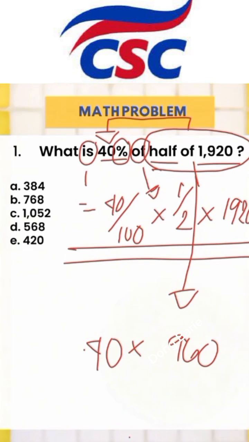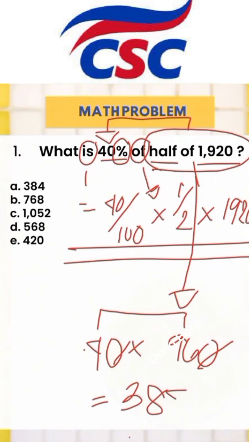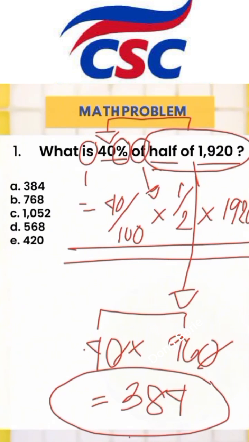So pag multiply nyo lang yan, i-cancel lang natin yung isang zero. Isang zero, 96 times 4 is equal to 384. Okay, mas mabilis na paraan.